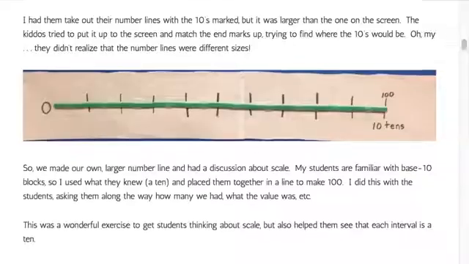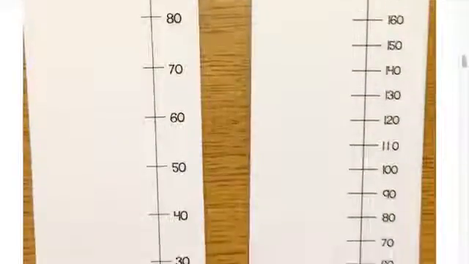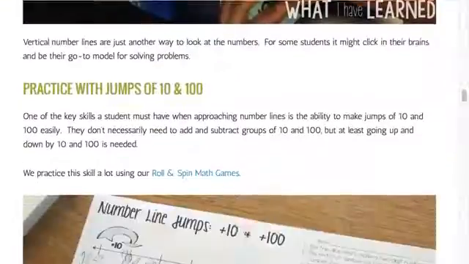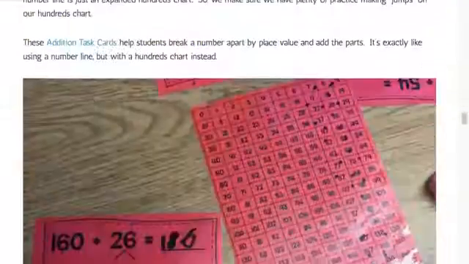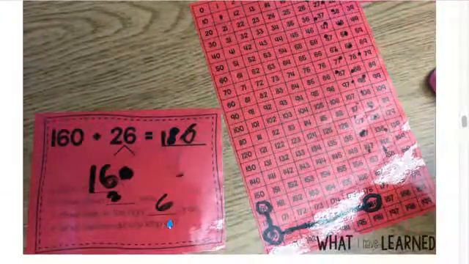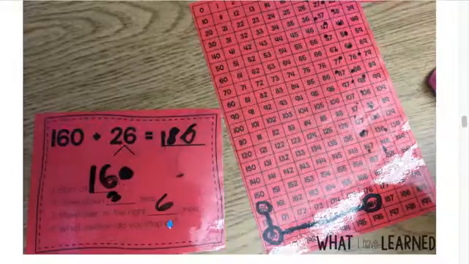This blog post has some of the photos you saw in the presentation already, because it just reiterates some good stuff that you've seen. But one of the other ones in here is basically using hundreds charts. This one has similar directions to the number line that I've used, but it's using a hundreds chart to give those directions.